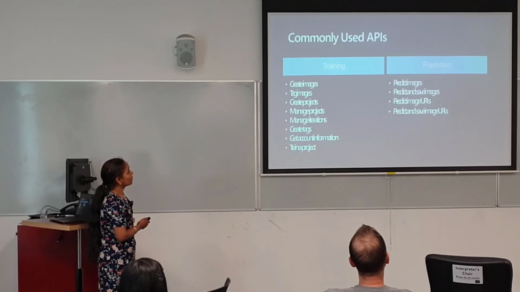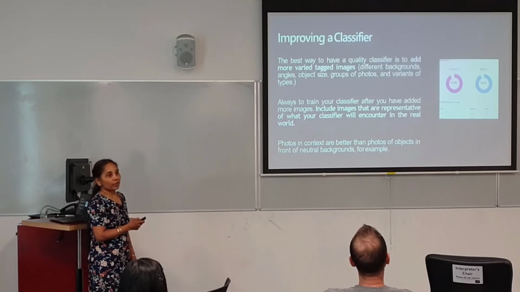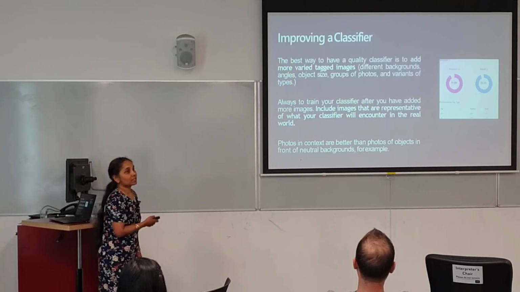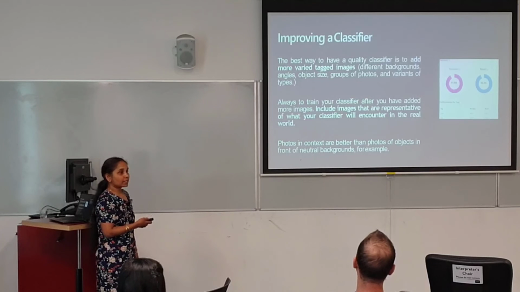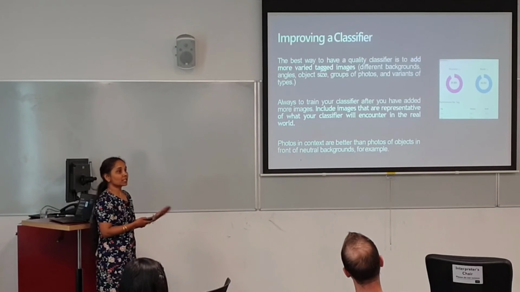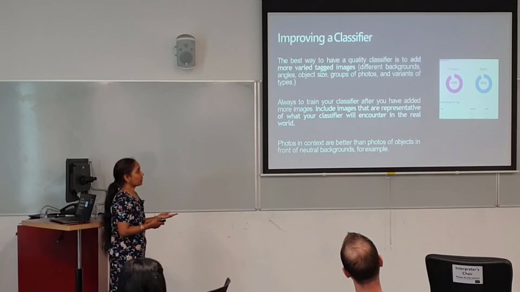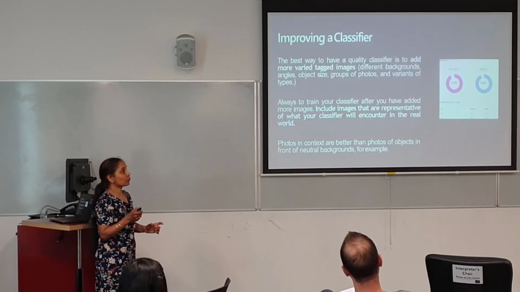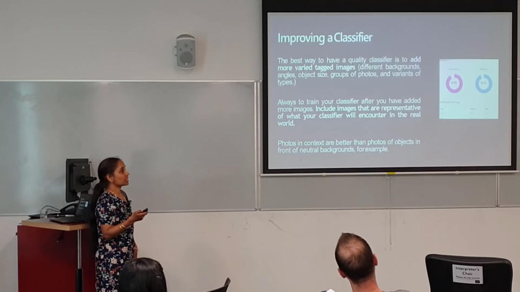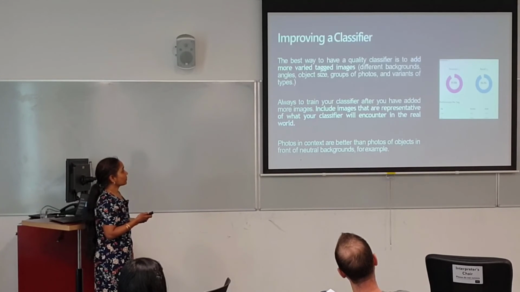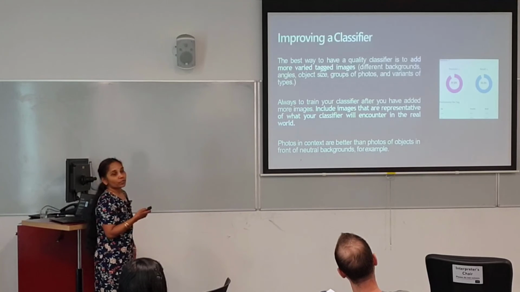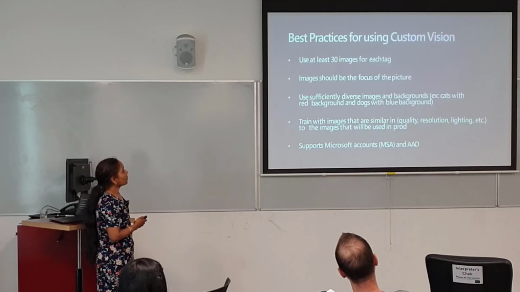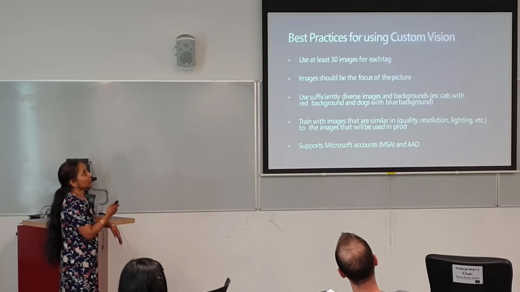Okay, let's not go through these. How do you improve a classifier? The answer is here. If the testing is not returning what you wanted, as you have all answered, retrain the model and then publish it again. Also take photographs from different angles and different object sizes, so that you can improve the classifier.